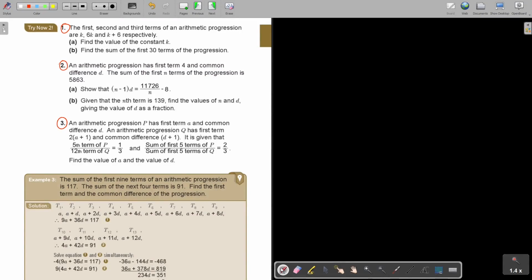Okay, let's start with example 3. An arithmetic progression P has first term A and common difference D. An arithmetic progression Q has first term 2(A plus 1) and common difference D plus 1. It is given, and then they gave you these ratios. Find the value of A and the value of D.